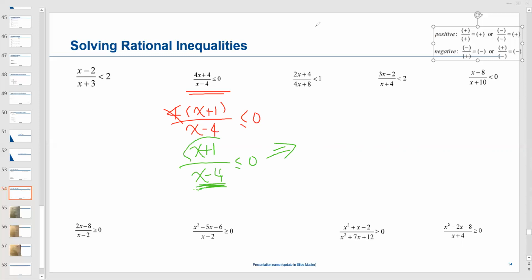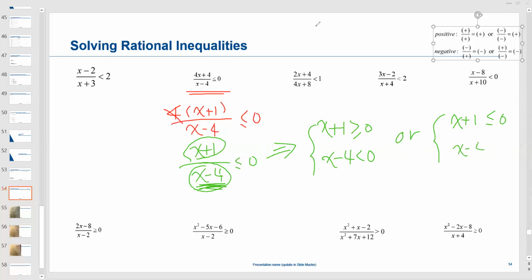It means these two numbers are opposite to each other. So if we say this one is greater than or equal to 0, the second part should be less than 0, right? Or this part less than or equal to 0, and this part greater than 0, right? Do you see this? Because the denominator cannot be 0, that's why there's no 0 here.